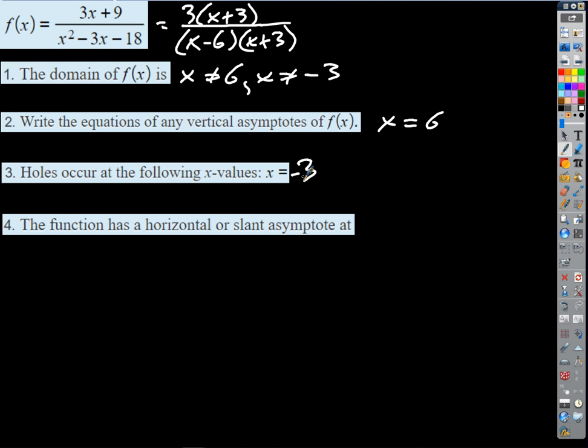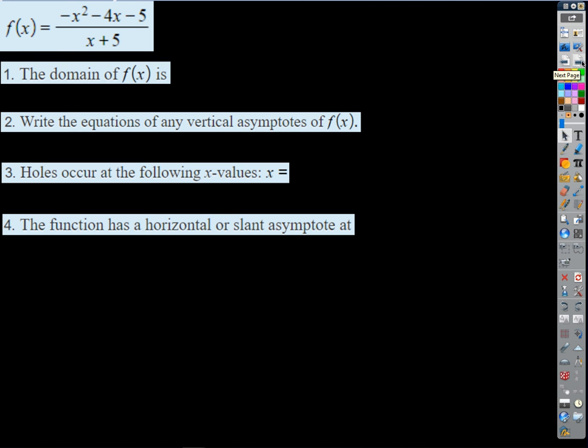Horizontal or slant asymptotes. Now, what's our 0, how come? How come we're getting 0 for our horizontal asymptote on this one? You would get that x squared on the bottom. Good, x squared on the bottom and an x on the top, so the bottom's more powerful, so we get 0. Right, so we're getting y equals 0, okay?